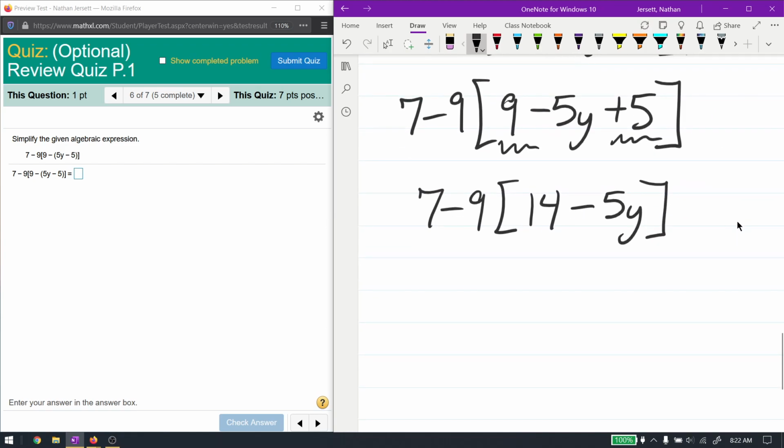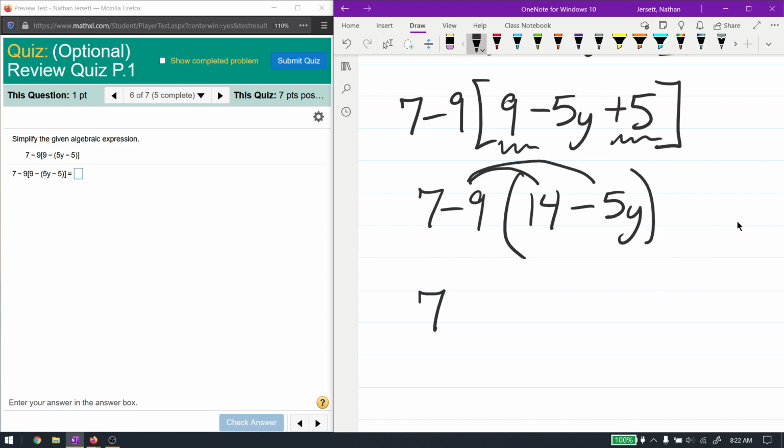And once again, I have parentheses. I can rewrite these brackets as parentheses if you want. It's the same thing. I need to get rid of them. I can do that by distributing the negative 9. Make sure you distribute the negative 9, not just 9. The negative is on the 9. So we have 7. Negative 9 times 14 is negative 90 and negative 36.